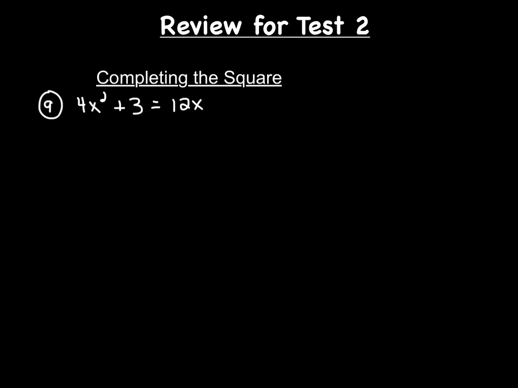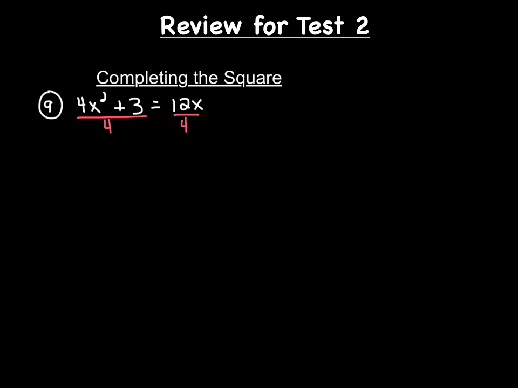Alright, so number 9 asks us to solve this equation by completing the square as well as using the quadratic formula. So let's start with completing the square. Since our number in front of the x squared is not a 1, we're going to divide both sides of the equation by that number. So let's divide both sides by 4.